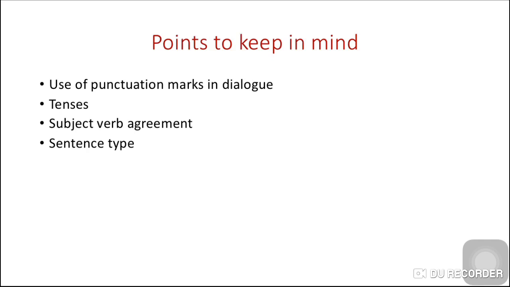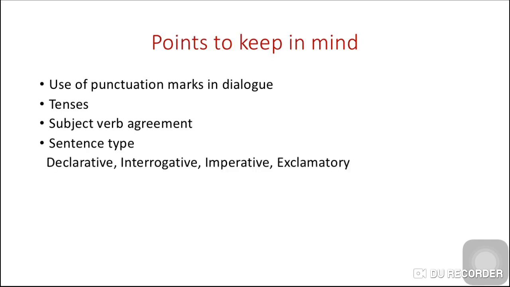We should see the types of sentences. For example, there is a declarative sentence, which means an assertive sentence, and an interrogative sentence, which means asking a question. An imperative sentence means seeking a request, command or orders. And an exclamatory sentence means sudden feelings coming out from us. These kinds of sentences we should keep in mind.